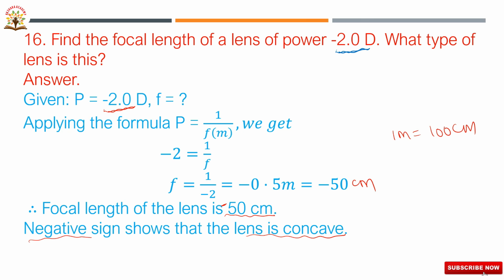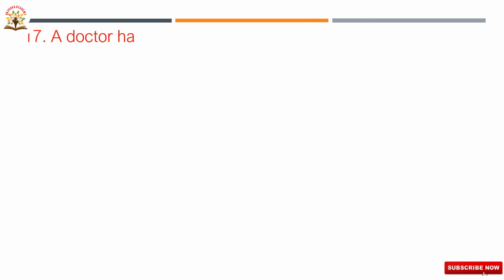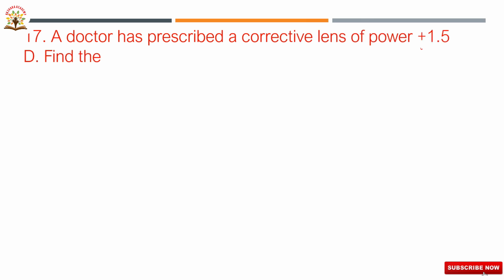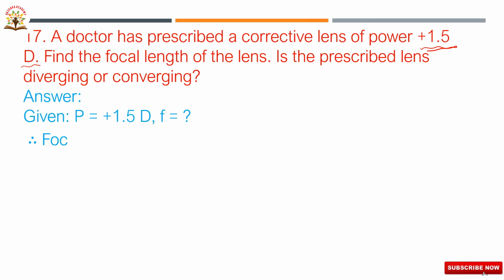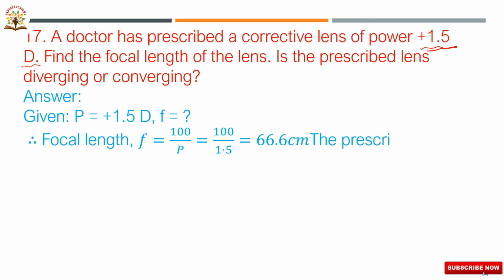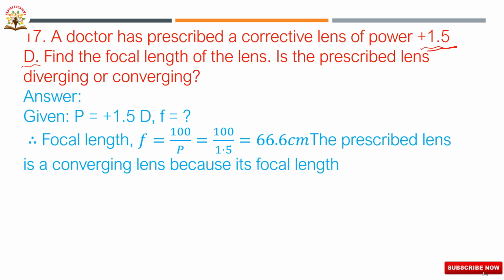Next we will go to the next question. A doctor has prescribed a corrective lens of power plus 1.5 D. D is nothing but the unit diopter. Find the focal length of the lens. Is the prescribed lens diverging or converging? In this question, the power is given and we have to calculate the focal length of the lens, and we also have to discuss whether it is diverging or converging. Now let us go to the solution.